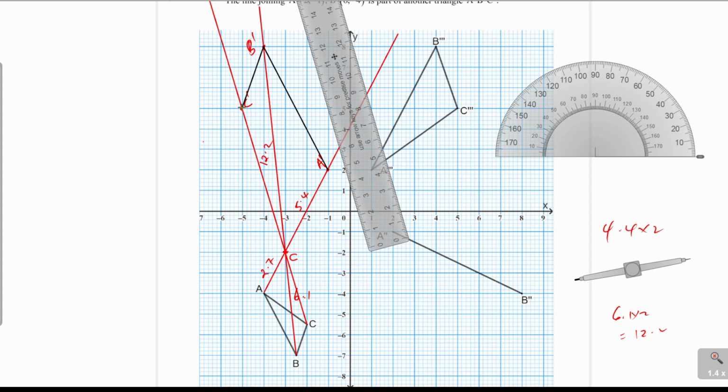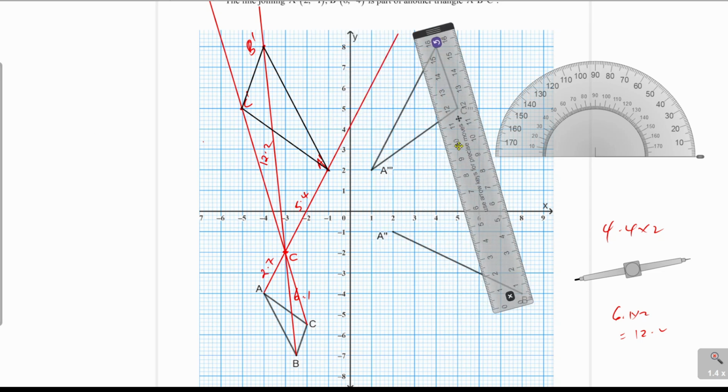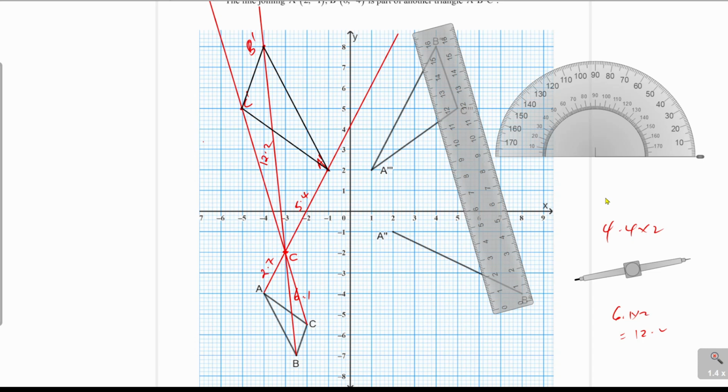Like that. And there you have the complete triangle. So the question was, on the same grid, draw triangle A prime, B prime, C prime. We've done that. It is there.